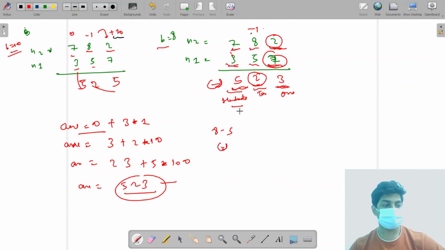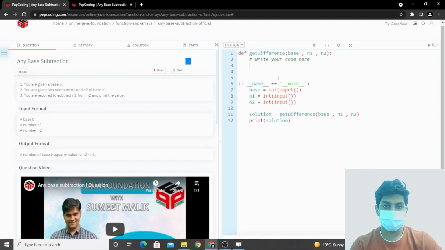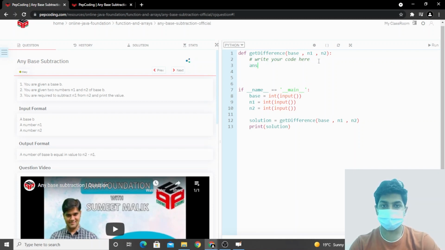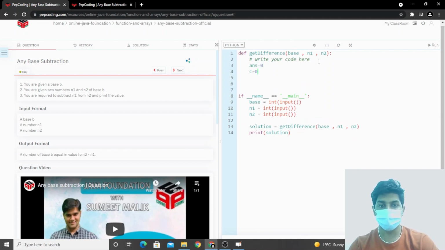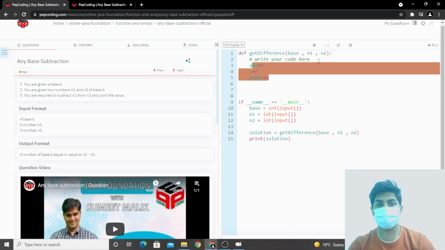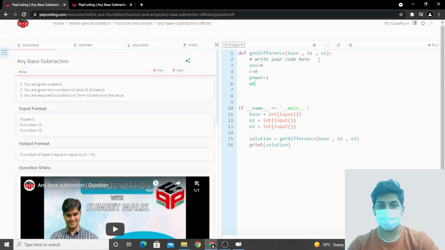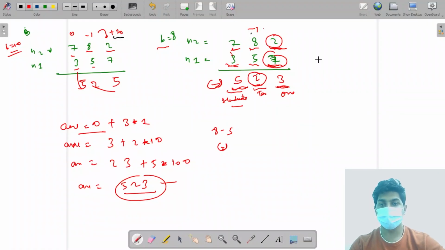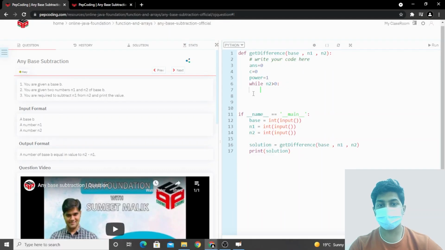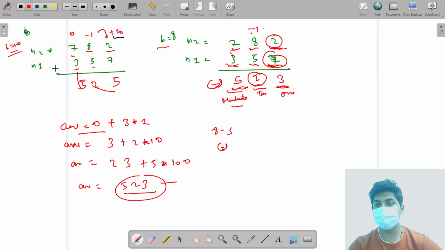Okay, so now let's try to code this problem. Let's make variables. Let's make answer equal to 0, carry equal to 0, power equal to 0. This is exactly the same as the any base addition. What we will do, while n2 is greater than 0. Earlier, why am I writing n2 is greater than 0, since it is given to us, as I have told you earlier, that n2 will be greater than n1.